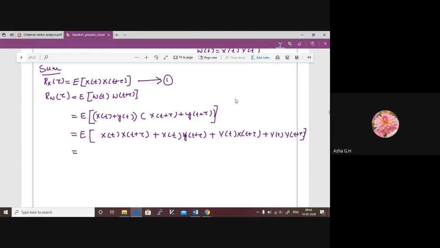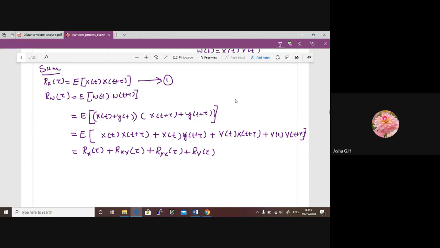the expectation of x of t and x of t plus tau, which is the autocorrelation function Rx of tau, plus the expectation of x of t into y of t plus tau, which is the cross correlation Rxy of tau, plus y of t x of t plus tau, which is again the cross correlation between y and x of tau, plus y of t into y of t plus tau, which is the autocorrelation function of y. Okay, so this is the assumption based on these two random processes being independent.